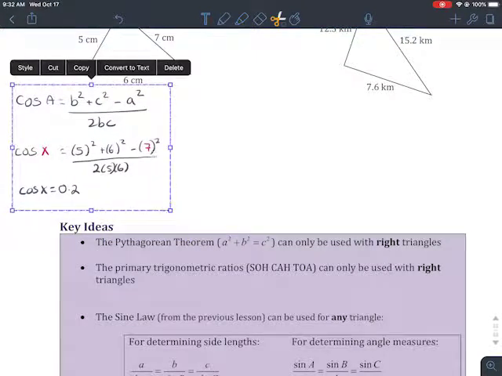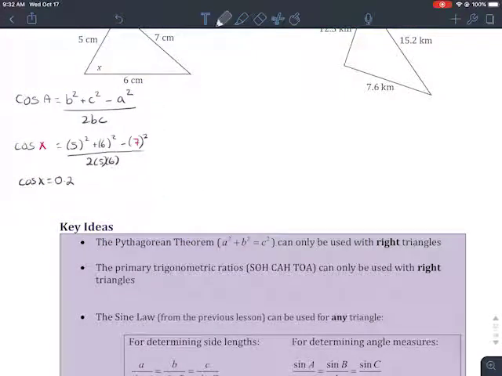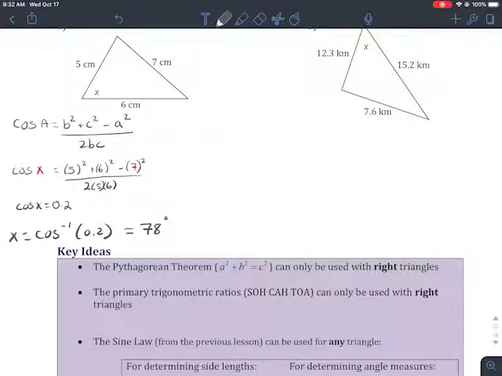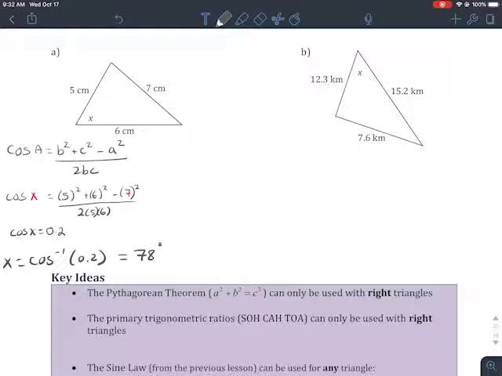Now, in order to get rid of cosine, we talked about using the inverse of cosine, which is on our calculators. And it looks like this. Cosine to the power of minus 1. Put my decimal in my brackets. 0.2. And to the nearest whole number, that angle turns out to be 78 degrees. Okay, 78 degrees is what we get for that first one. Second one works much the same way.